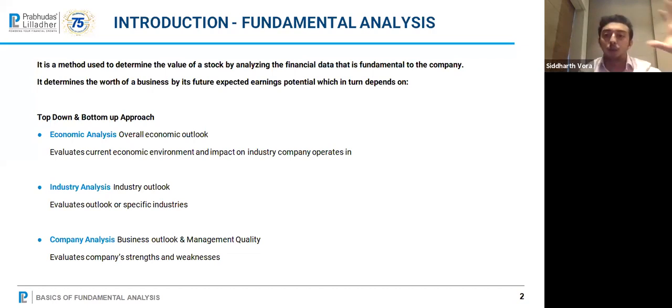You need to understand all those things just to form a broad view. Okay, India is going to do well over the next 2, 3, 4 years, or India is going through a slowdown phase in the economic regime.